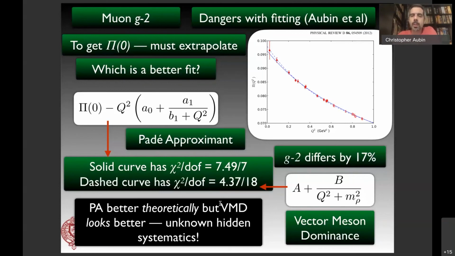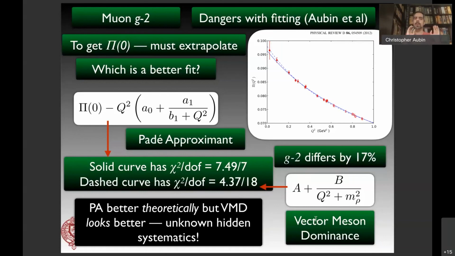And here's the problem. The statistical fit looks better for the vector meson dominance model, but the values that we get for g minus 2 for these two different models differ by around 17%. This is a number we need like 1% errors on.